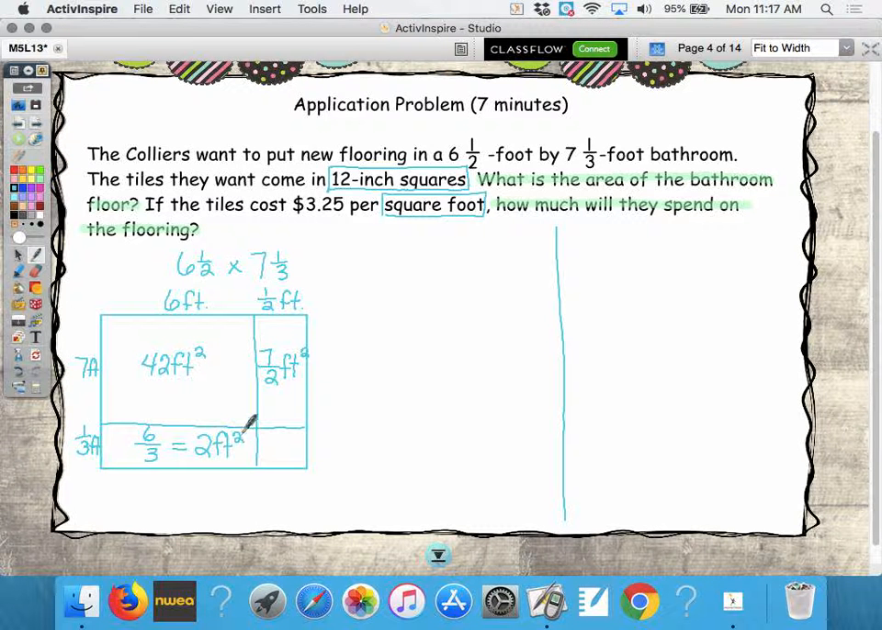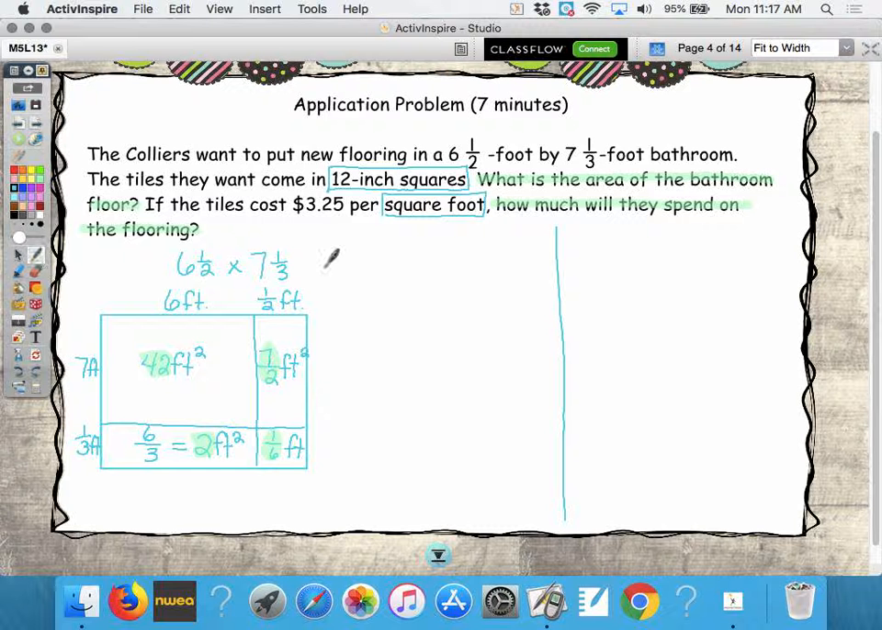Okay, and then 1/3 times 1/2. 1/6. Okay, so I'm going to highlight what I need to write down in my problem, but I'm wondering if I can add some of this in my head before I write it down. Okay, so what could I add in my head, Dara, before I write it down? 42 plus 2. Okay, so it's going to be 44 plus 7 halves plus 1/6.